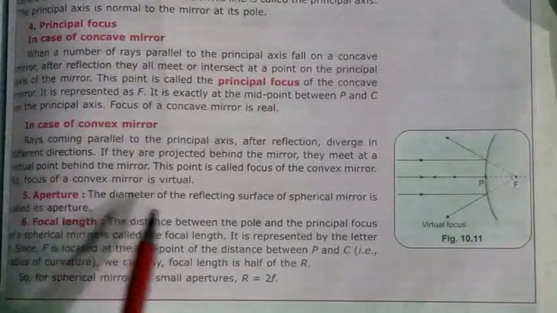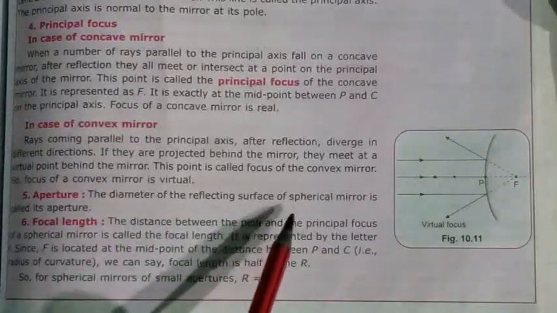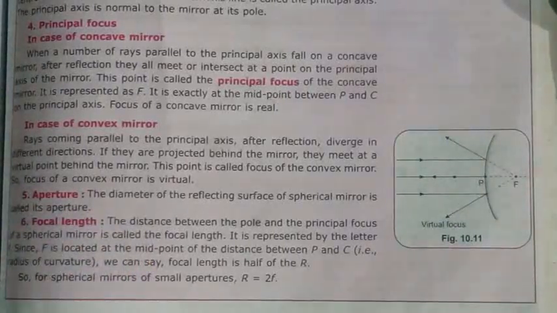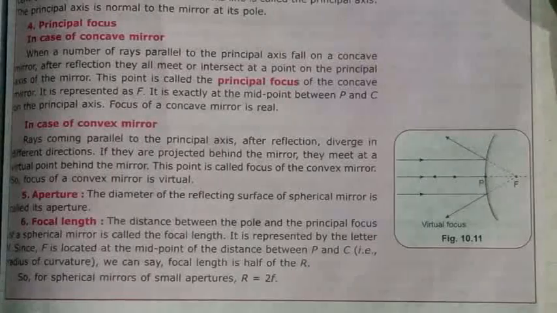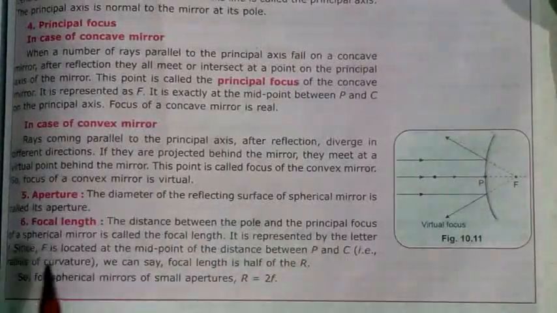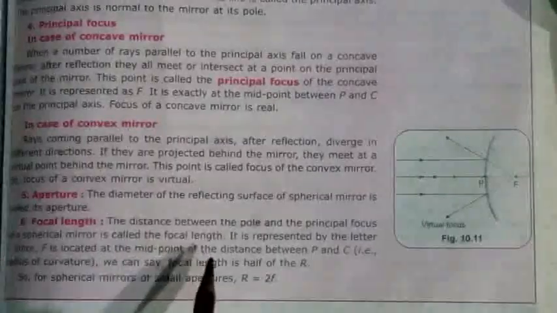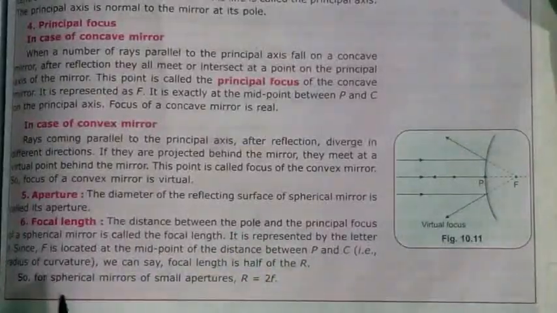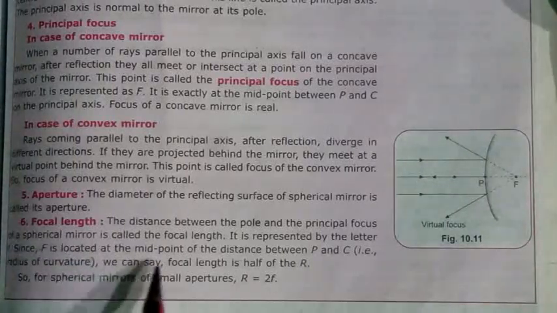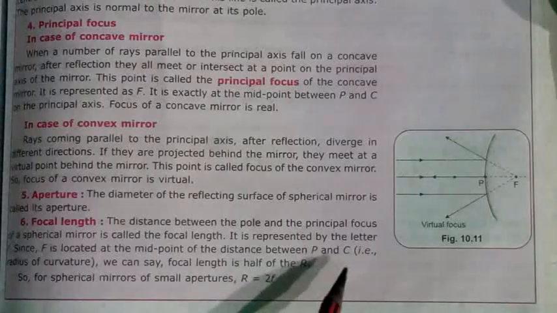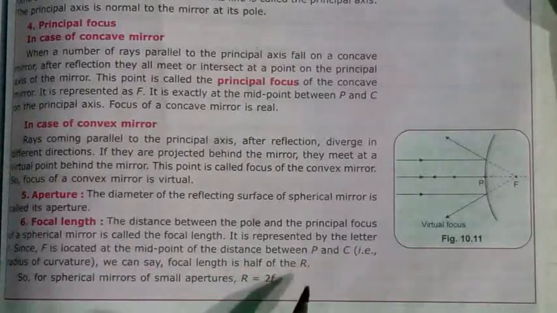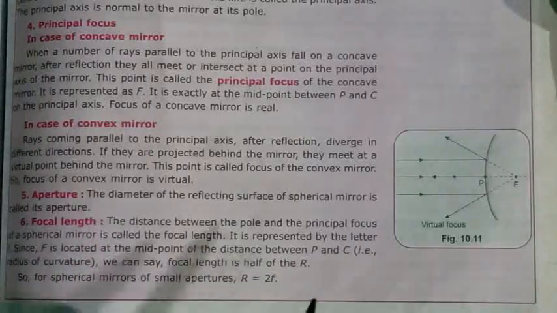Aperture. The diameter of the reflecting surface of a spherical mirror is called the aperture. The diameter of the hollow ball is called the aperture. Focal length. The length between the pole and the principal focus of the spherical mirror is called the focal length and is represented by f. Since F is located at the midpoint of the distance between P and C, we can say the focal length is half of the radius. R is equal to 2f.